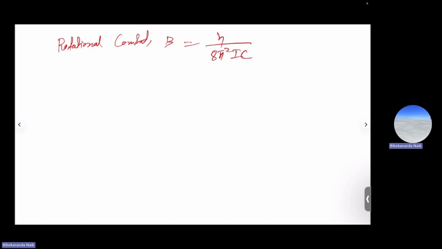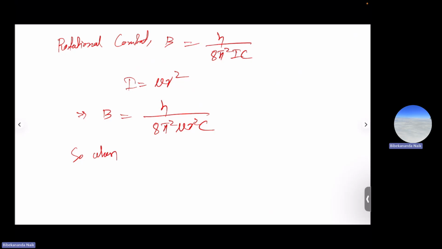So if we solve it, in the question it is mentioned B is the same for both the molecules. We know the rotational constant B equals h divided by 8 pi square I c, and we know I is mu r square. So that implies B is h divided by 8 pi square mu r square c.